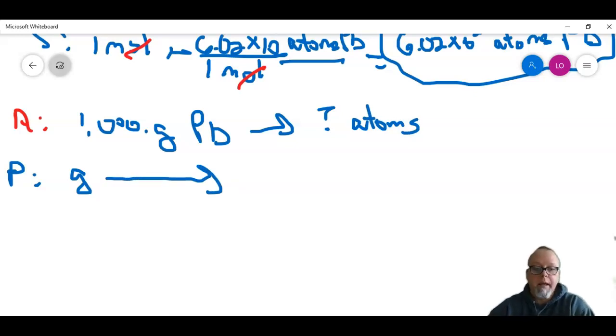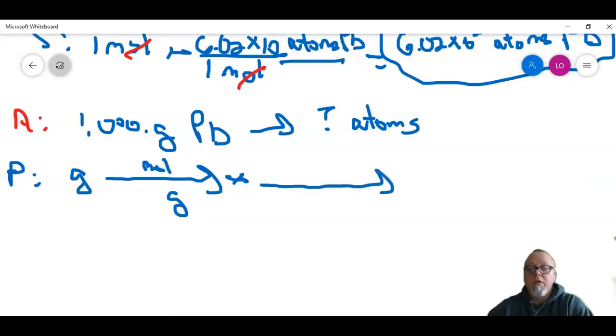No, I cannot. I have to go through the mole. So preceding goes here, so we put grams in the denominator, and I need moles in the numerator. Then I multiply that by my next equality, which is moles in the denominator. And then what do I want? I want atoms, so atoms needs to go in the numerator.